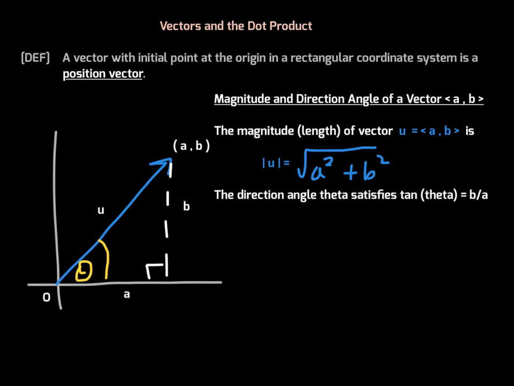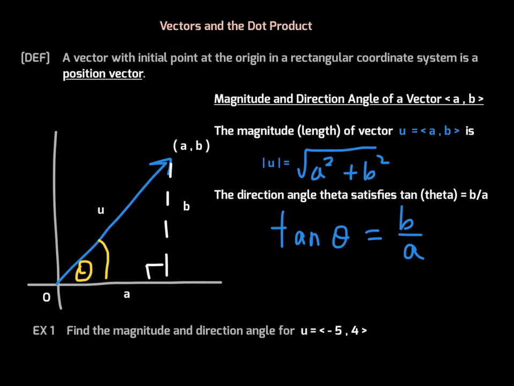Furthermore, we have the direction angle theta, which is here, has to satisfy the following. Tangent of theta is equal to b over a. I struggled to find theta on this app I'm using, so I don't want you to get confused. Tangent of theta is b over a, okay? I wrote out theta in words here, but this is really what we mean. Of course, this is only defined when a is not 0, right?